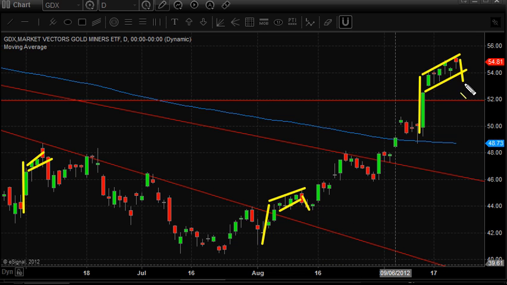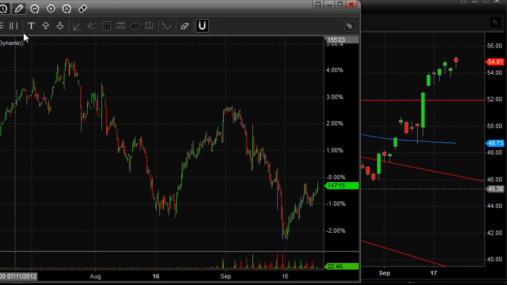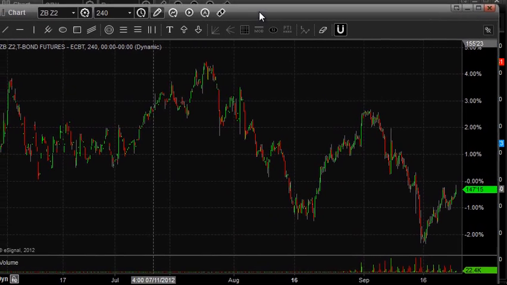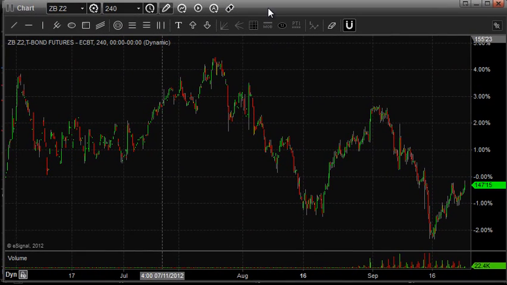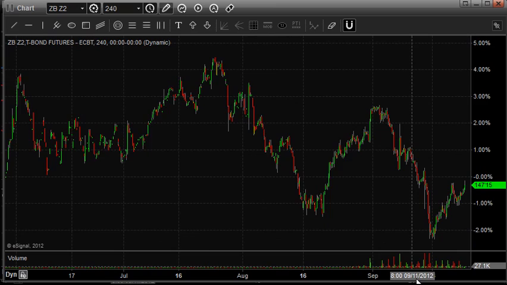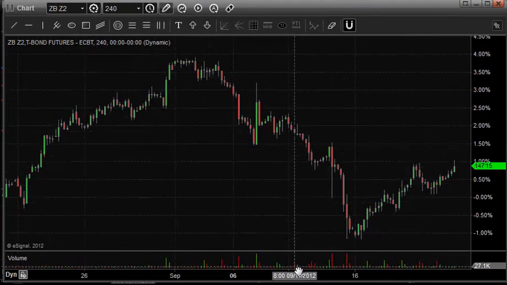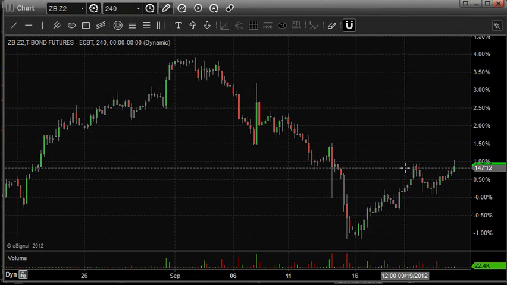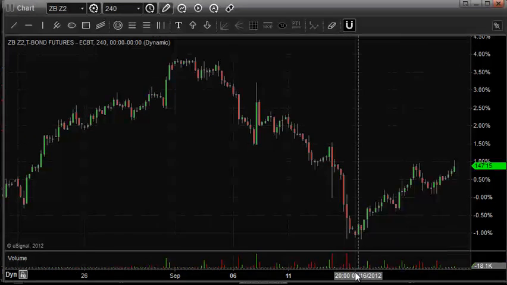I wouldn't be surprised if we see a pullback down, possibly to the 52, 53 area, kind of cleanse the air a bit, and then it could be ready to continue marching higher. Looking at bonds, money has been flowing back into bonds the past week, and you can see here this morning we're starting to work our way back up. We pierced the previous highs. We're pushing a little bit higher.